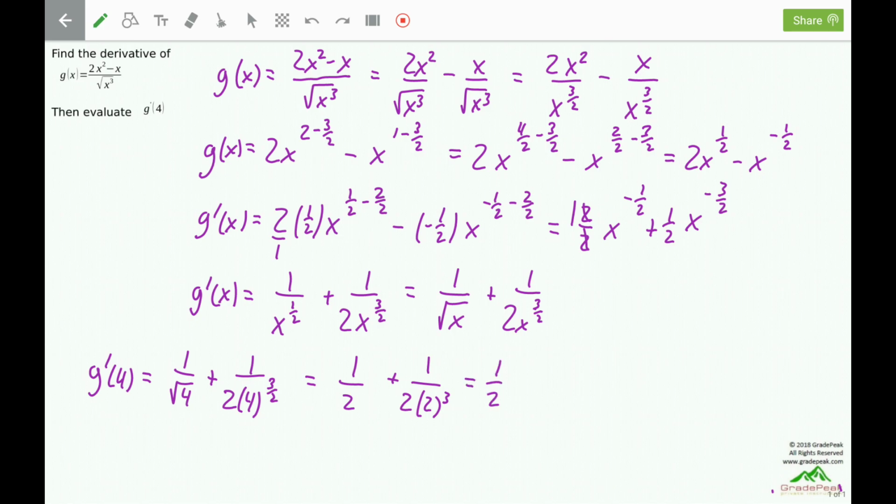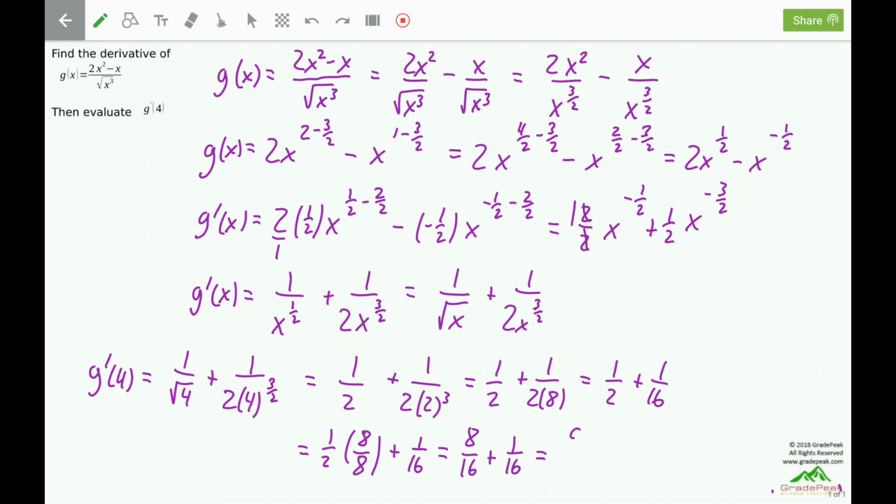So we have a 1 over 2 plus a 1 over 2 times 2 cubed. 2 times 2 is 4, times 2 is an 8. So 1 over 2 plus 1 over 2 times 8 is a 16. We're going to want to get a common denominator. We're going to need to multiply the 1 over 2 by 8 over 8. So 1 over 2 times 8 over 8 plus 1 over 16 will give us 8 over 16 plus 1 over 16. 8 plus 1 is 9 over 16.